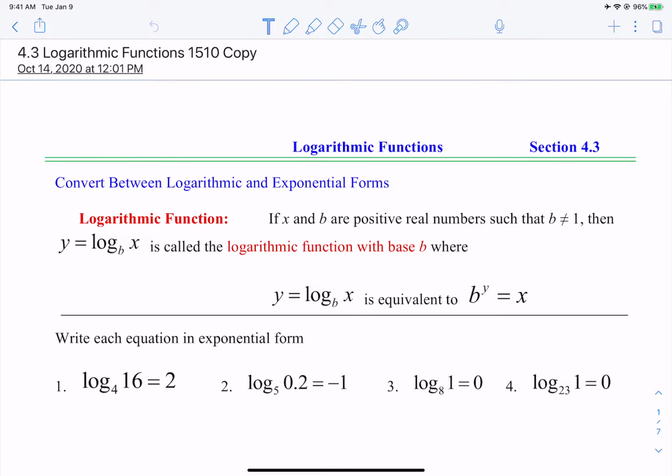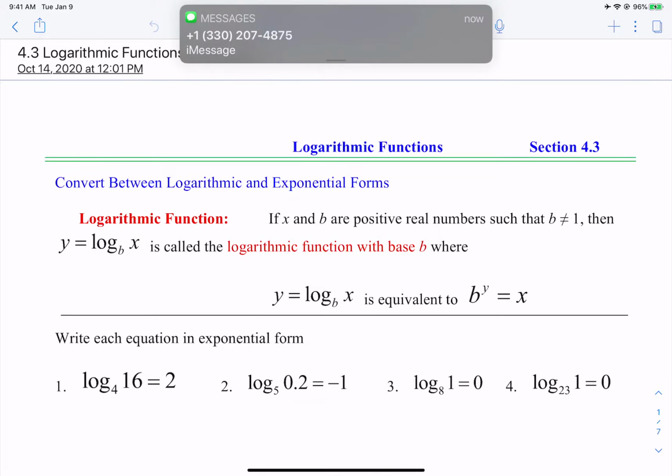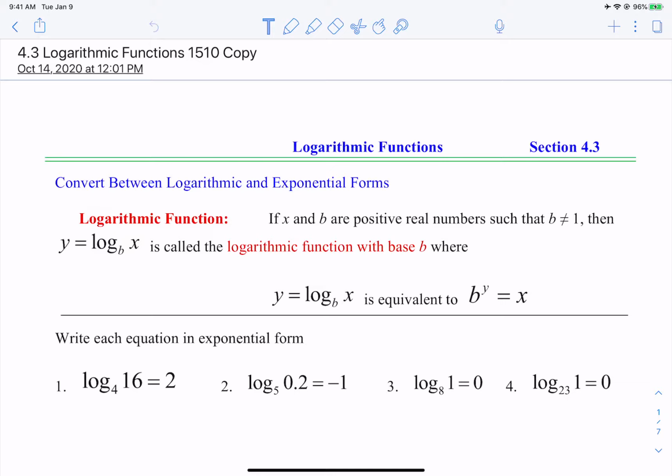So, hopefully you see my iPad. We're going to be doing lesson 4.3, which is about logarithmic functions, and then we're going to take that and we're going to kind of flip it. So let's get started.